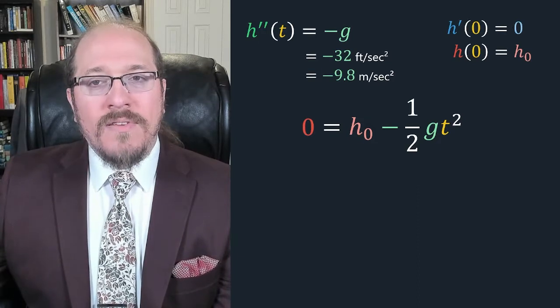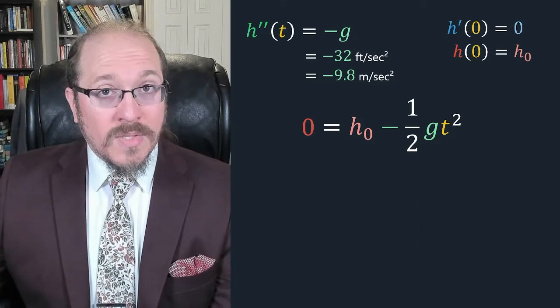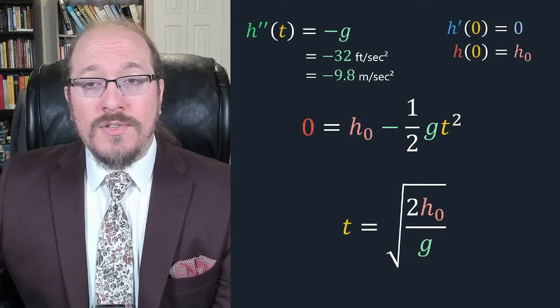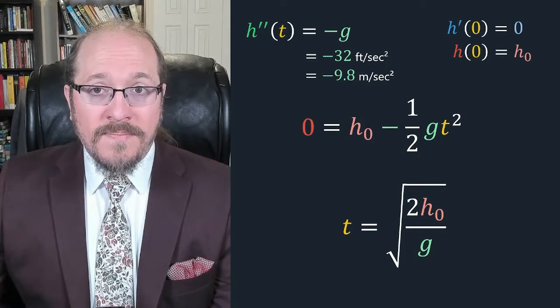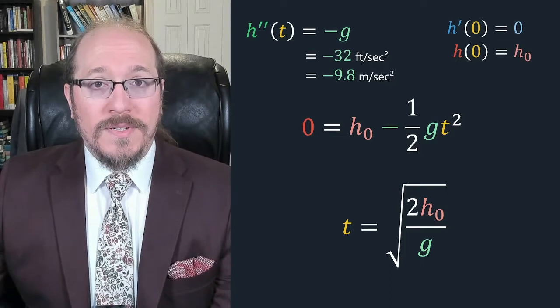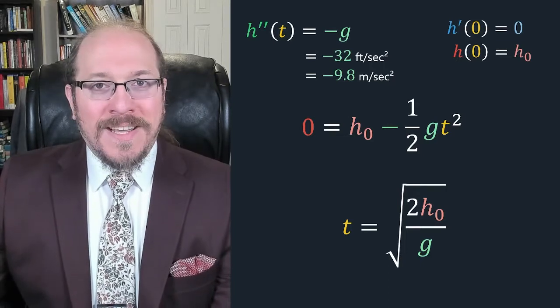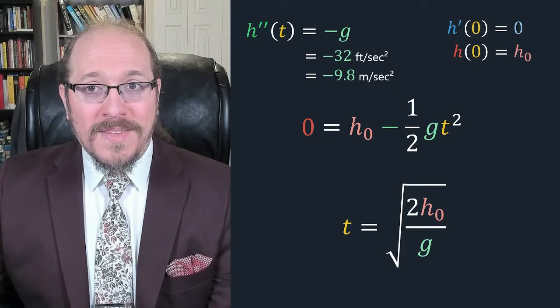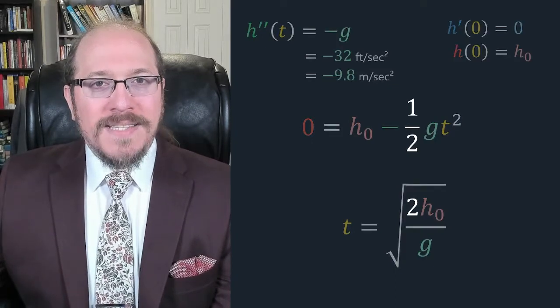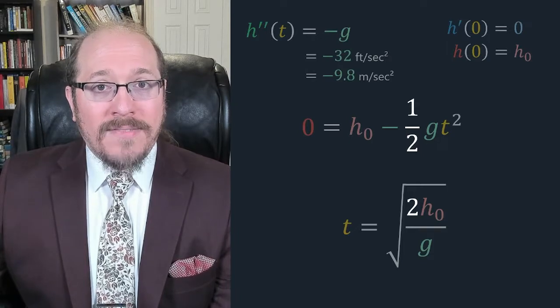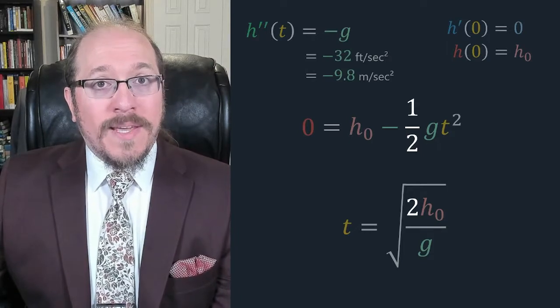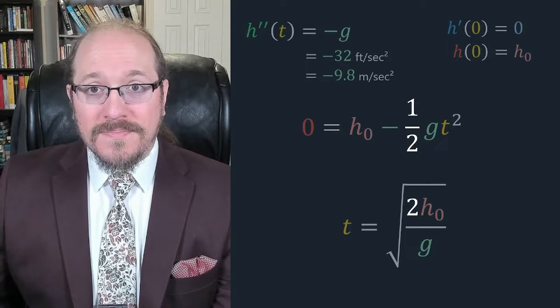And if we solve for that value of t using a little algebra, then we end up getting twice the initial height divided by gravitational acceleration, all under a square root. That's the answer we got in the very first video. But it finally explains the 2 under the square root. It came from the factor of 1/2 in our original equation when we used the anti-power rule.